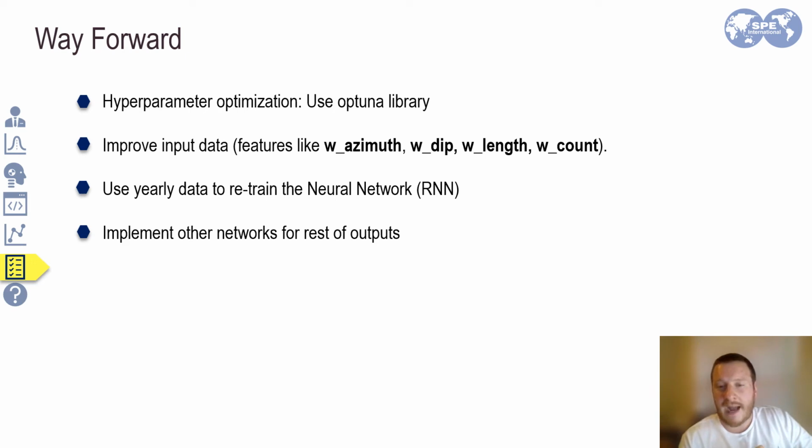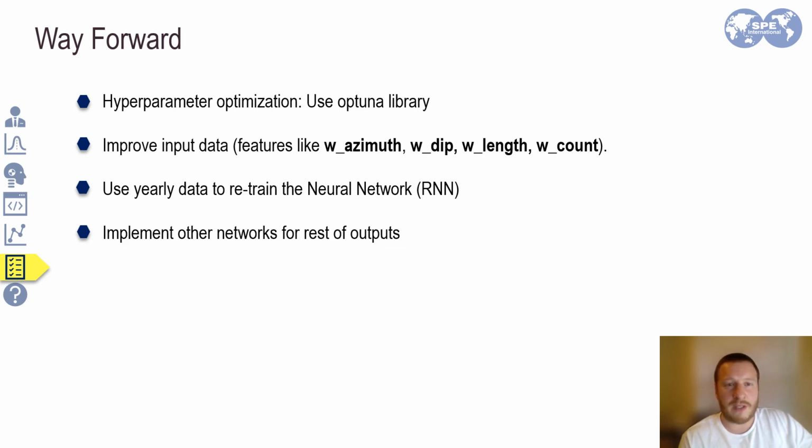We could optimize the hyperparameters using a library called Optuna. That library would use a combination of hyperparameters and seek the best network to improve all evaluation metrics so far. Then another action that could be taken is to improve input data features like azimuth, depth, length, count. If, as we mentioned before, we had the behavior of the outputs with variance in these inputs, we would definitely improve the model.